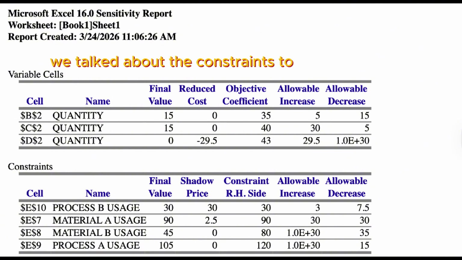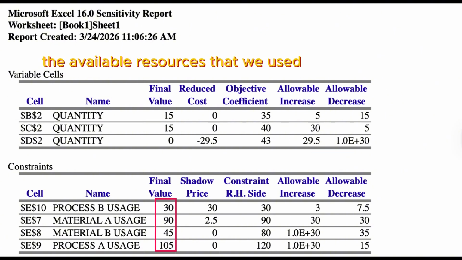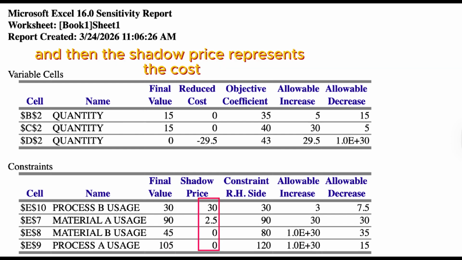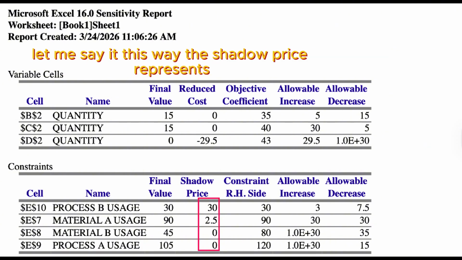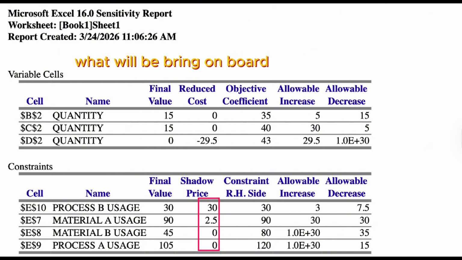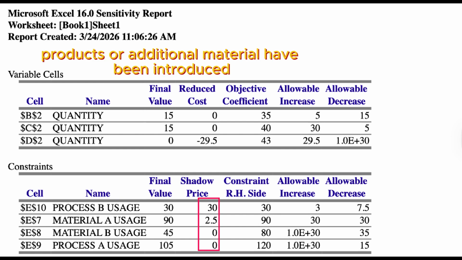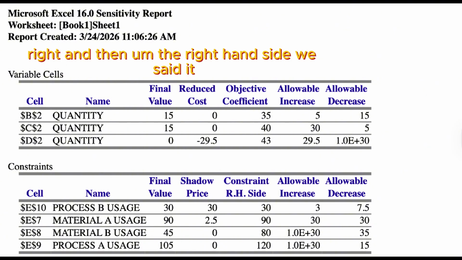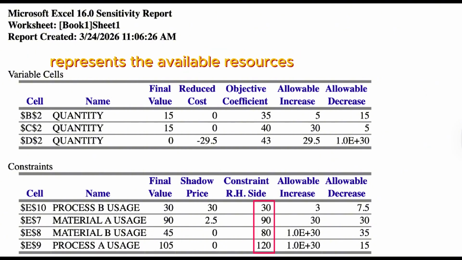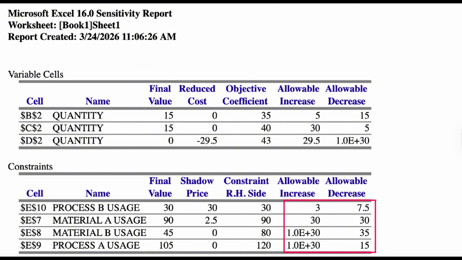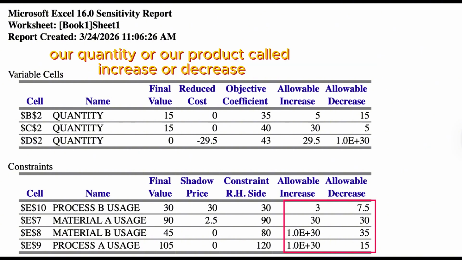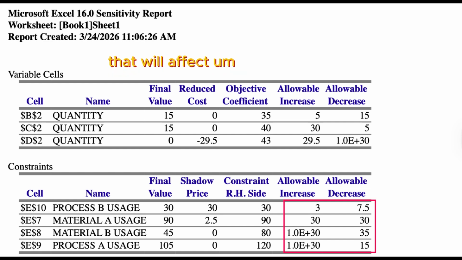We talked about the constraints too. We said the final value represents the available resources that we used, and then the shadow price represents what will be brought on board when an additional product or additional material has been introduced, right? And then the right hand side, we said it represents the available resources, and then allowable increase and allowable decrease also represent the range at which our quantity or our products could increase or decrease that will affect our price.